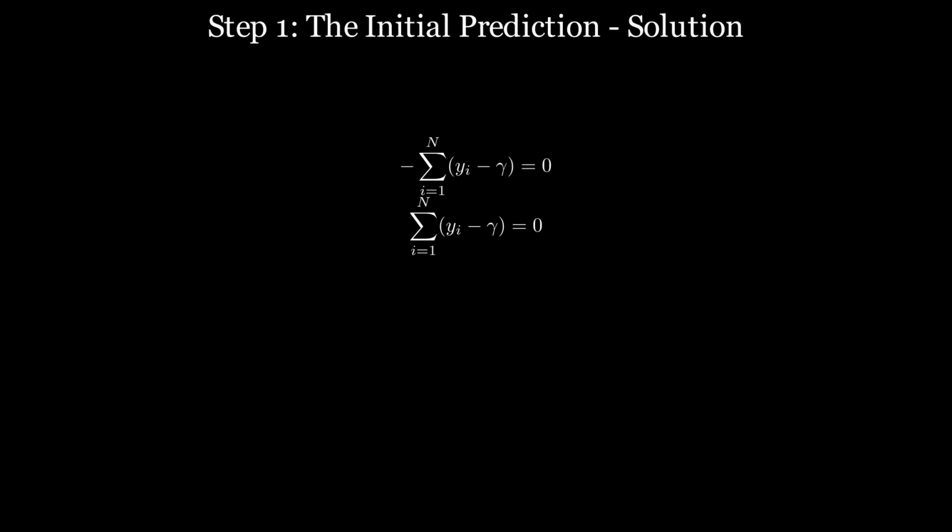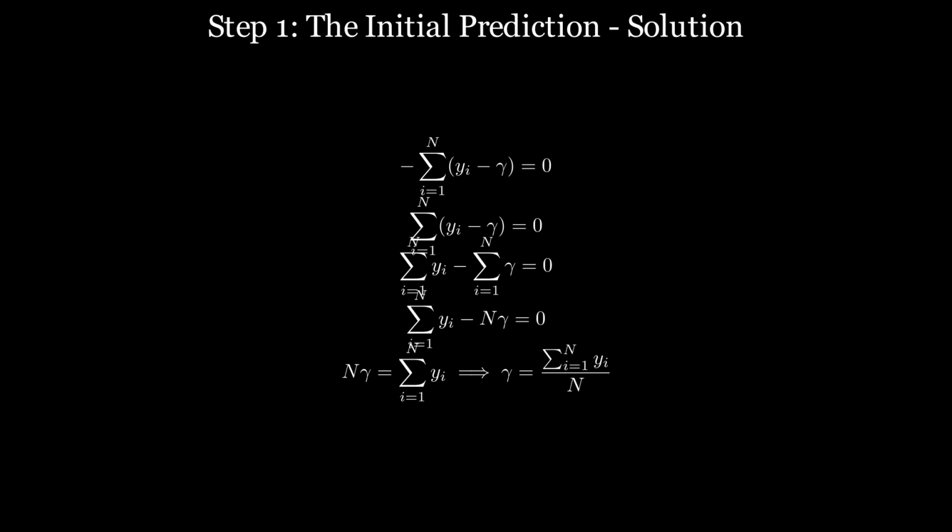Let's solve for gamma. First, we can drop the negative sign. Next, we distribute the summation. Summing the constant gamma n times is just n times gamma. Solving for gamma, we find it's simply the average of all the target values, yi. So, our initial model, f0, is a constant function that predicts the mean of the training data for any input.